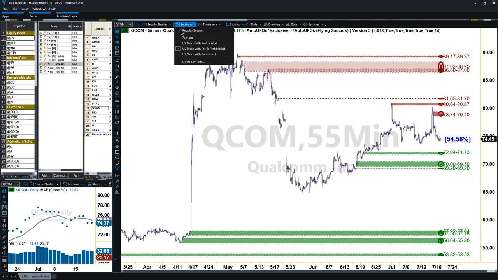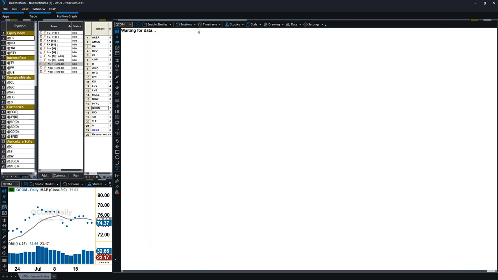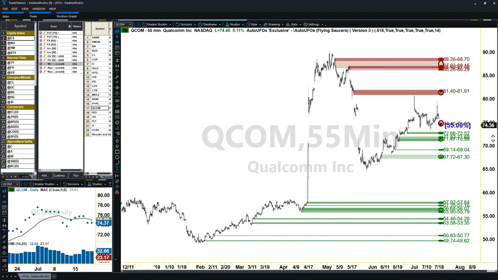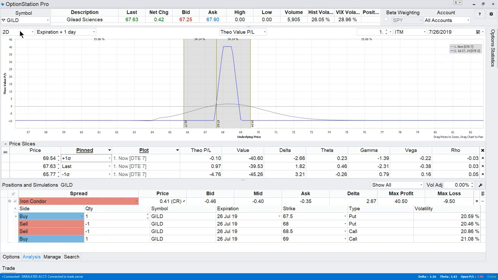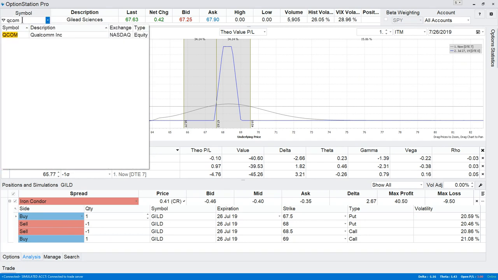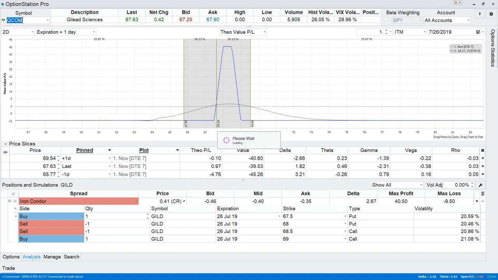If I look at pre and post market, sorry, if I look at regular session, instead of 54.58, it's giving me 55. Okay, so it's about the same in that particular stock. There is not a massive difference. So, let's go for it. I may switch back and forth between the two to see what gives me the best UFOs. Okay, so what I'm going to do is first load Qualcomm.